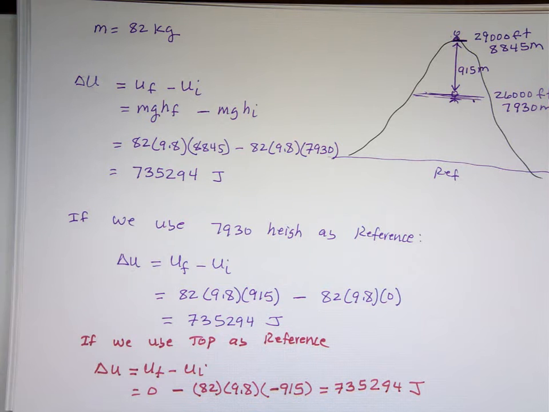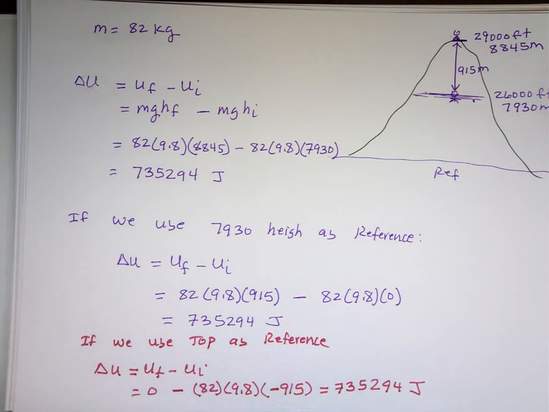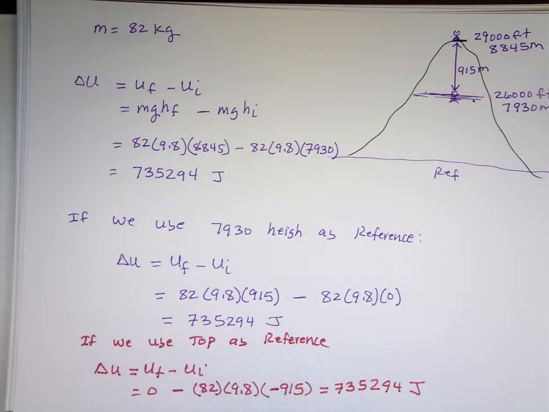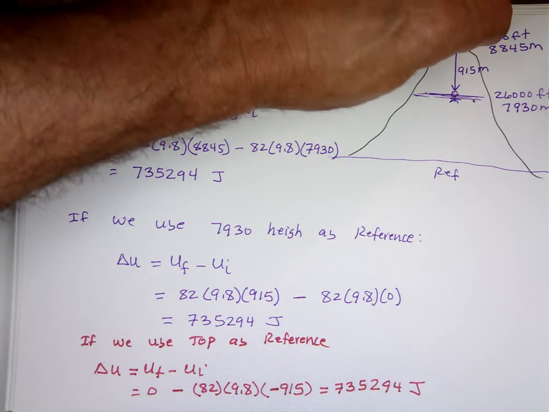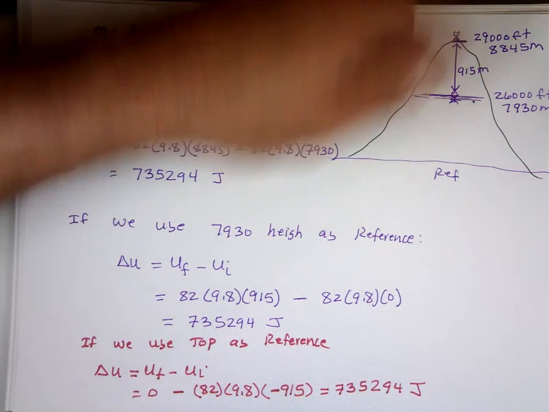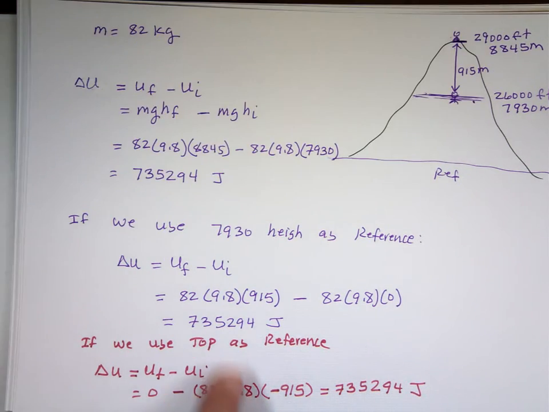So I can use this as reference, I can use the peak as reference, I can pick any point as a reference. The change in potential energy is going to be that much, which means the person climbing has to supply that much energy to climb that. If the person sitting here just lets gravity pull you down, it will be a negative. The work done by gravity to bring you down from here to there will be the same number, except with a minus sign, in the opposite direction.